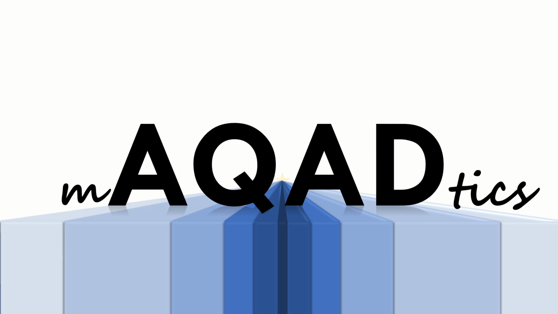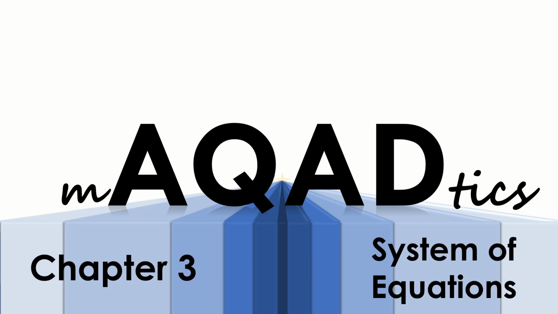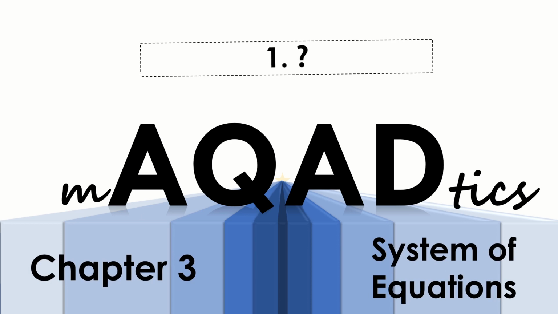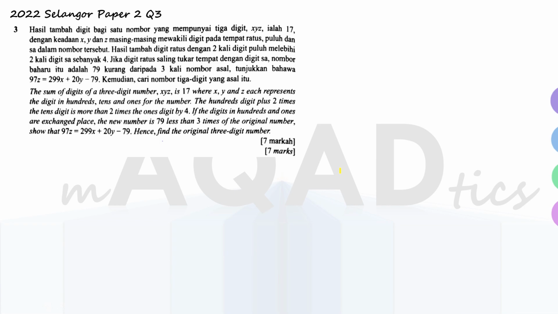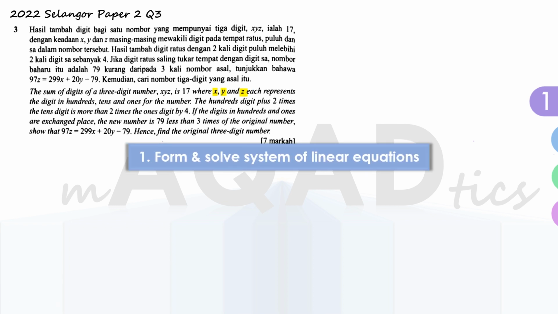So for this video, we'll focus on chapter 3, System of Equations. And let's aim ourselves to learn one thing from this video. Alright, before we begin, y'all can read through the question first so you can understand better when we discuss. When you read through, you will notice x, y, z is here. So this is the aim of this video, which is how do we form system of linear equations involving x, y, z, and we need to find a way to solve them.